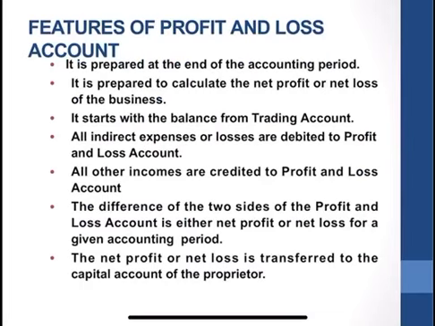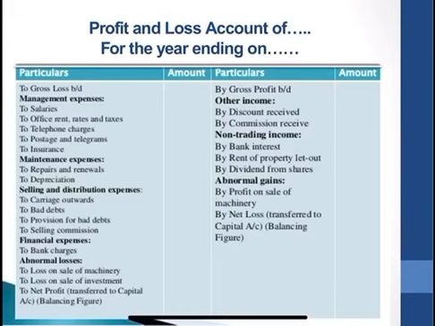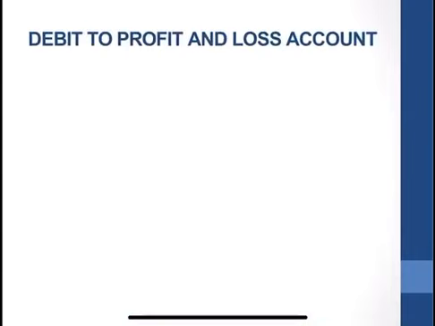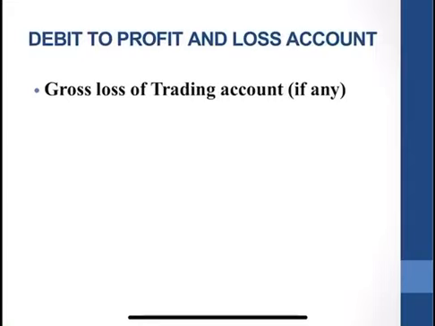All indirect expenses or losses are debited and other incomes are credited to profit and loss account. The difference shows net profit or net loss, which is further transferred to capital account of the proprietor. And here is the pro forma of profit and loss account. So let's talk about items which are debited to profit and loss account. Gross loss of trading account, if any.